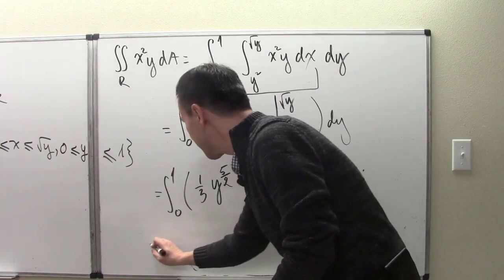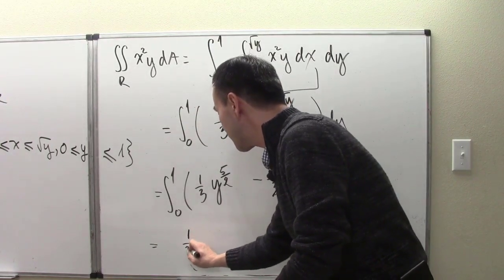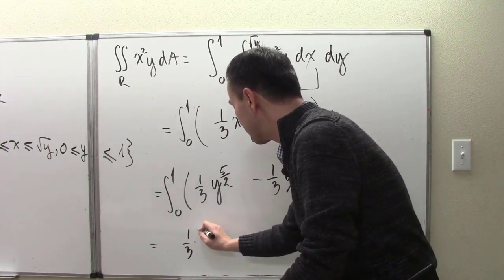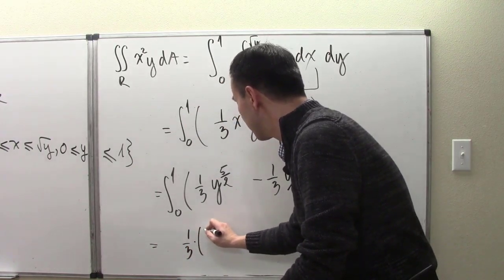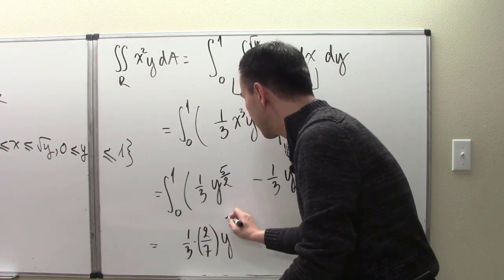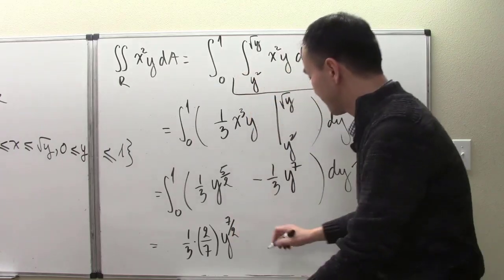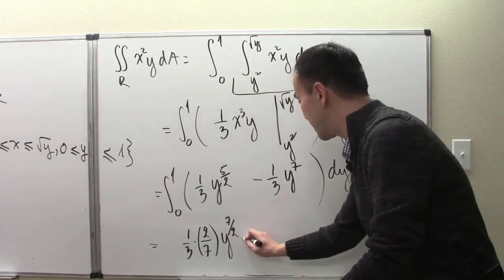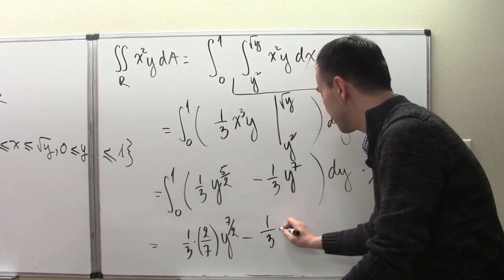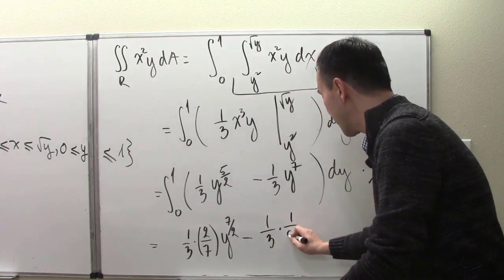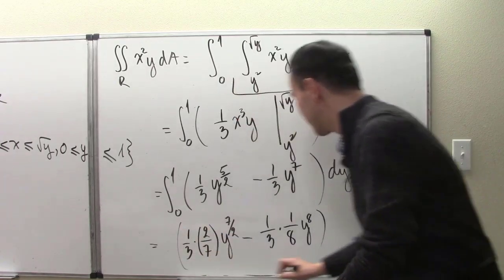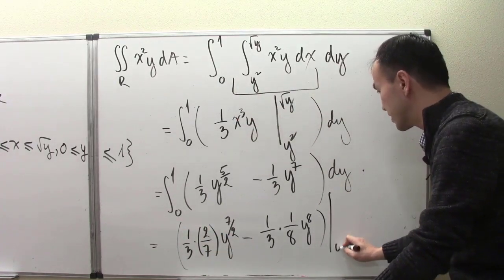So the first term here gives me 1/3 times 2/7 times y to the 7/2, minus, and now 1/3 times 1/8 times y to the 8. And we're evaluating this from 0 to 1.